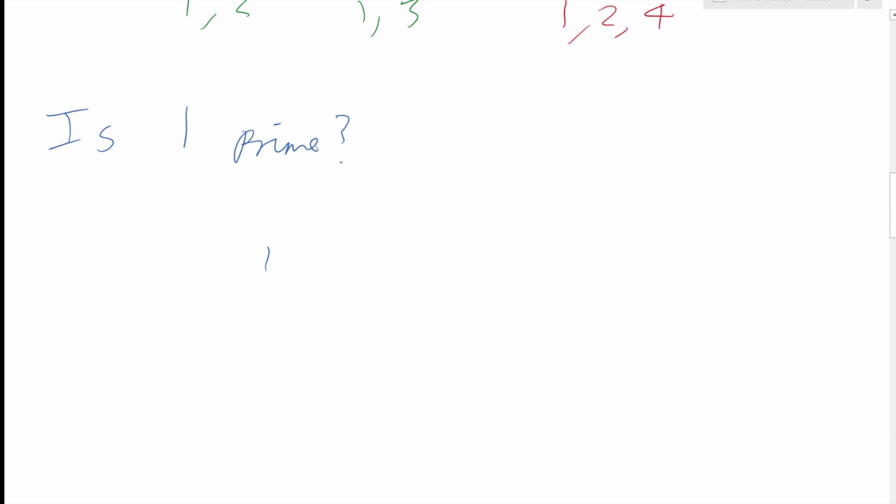Well, let's have a look. What are the factors of 1? The factors of 1 are, quite simply, 1. It has no other factors other than itself. Now, yes, it has itself as a factor, and yes, it has 1 as a factor, but it only has 1 factor. And because it only has 1, not 2, it is not considered a prime number.